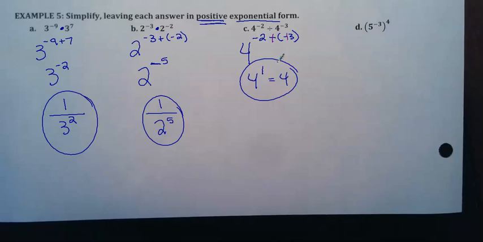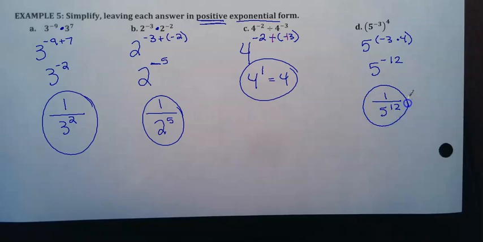All right, D. What's happening in D? What operation is happening? Power. A power raised to a power. So what do we do? Multiply the exponents. Yes. So it's going to be 5 to the negative 3 times 4 power. Should be 5 to the negative 12. So then it would be 1 over 5 to the negative 12 power. Okay, if I move it to the denominator, do I keep the negative? No, then it's going to be 1 over 5 to the 12th. That's how I get rid of that negative exponent, by moving it to the denominator. Good.